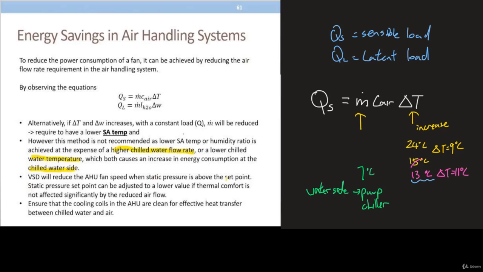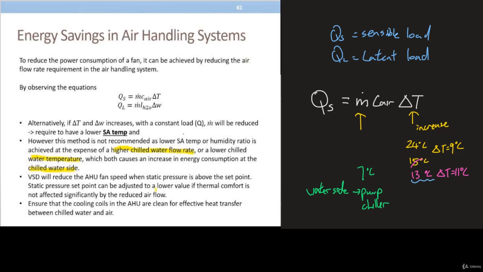VSD will also reduce the fan speed when your static pressure is above the set point. So for the static pressure set point, you can try to adjust it to a lower value. If the set point is adjusted to a lower value, your VSD will be ramping down the fan speed in order to meet the set point. But that is only possible if it doesn't really affect the thermal comfort. That means there's still enough air to go to the very last room, and it still generates enough pressure and enough flow to the very last room.